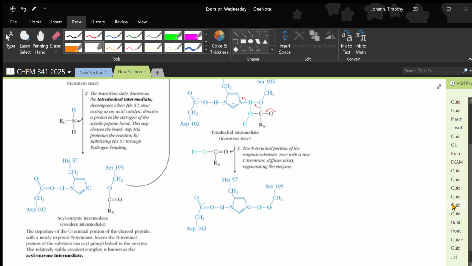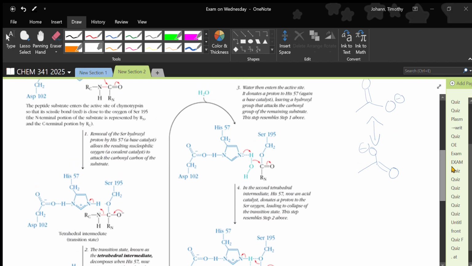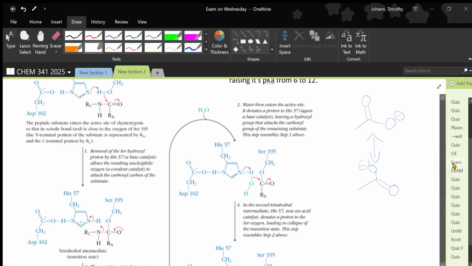Okay? So now the rest of this, we need to break this bond and put a hydrogen on there. And we're going to do that using water. So what happens here is that water comes in. The histidine can pick the proton off the water, leaving us with a hydroxide, which is a great nucleophile. It attacks this carbonyl. We kick the electrons back up again.